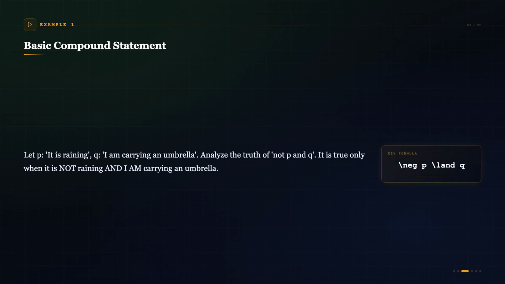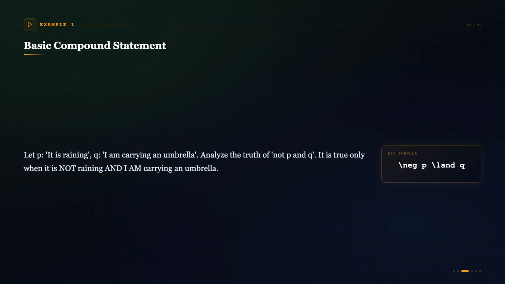For this to be true, not P must be true, meaning it is not raining. And Q must be true, meaning I am carrying an umbrella. So the only scenario where this statement is true is a sunny day where I have my umbrella with me. If it is raining, then not P is false, making the whole and false, regardless of my umbrella situation.